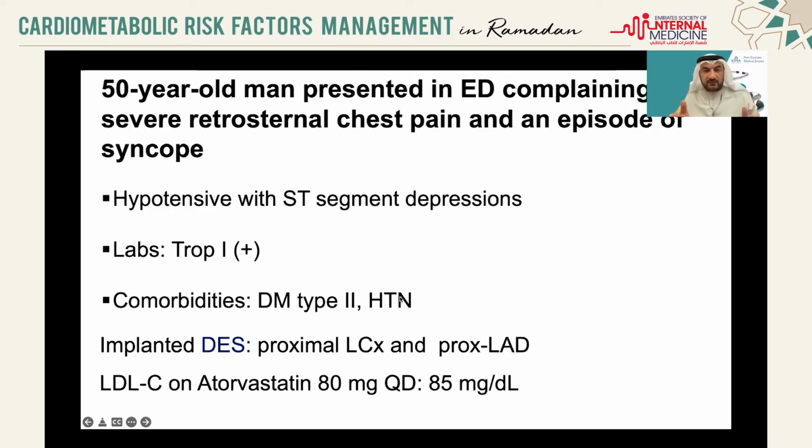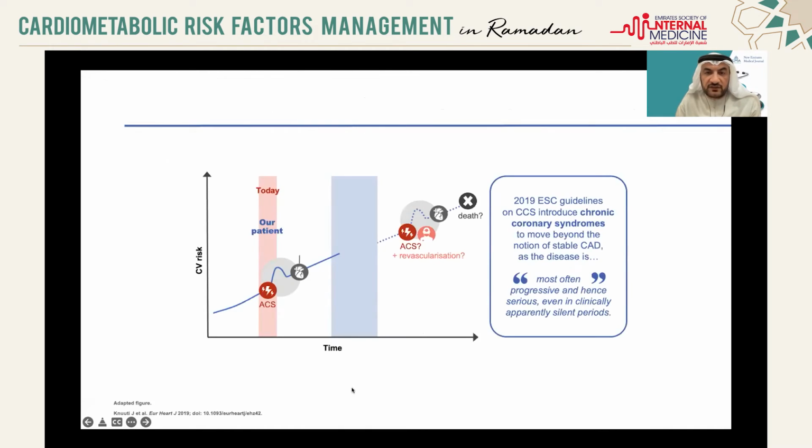So if you are diabetic or hypertensive, be careful with your diet and be careful how you manage your medication during Ramadan. This patient basically ended up having his arteries stented. But again, with this kind of high dose medication, patients have side effects, especially in Ramadan. I use this graph because when you have had an MI, it doesn't mean that if you treat it, you are stable. You remain unstable or stable based on risk factors.